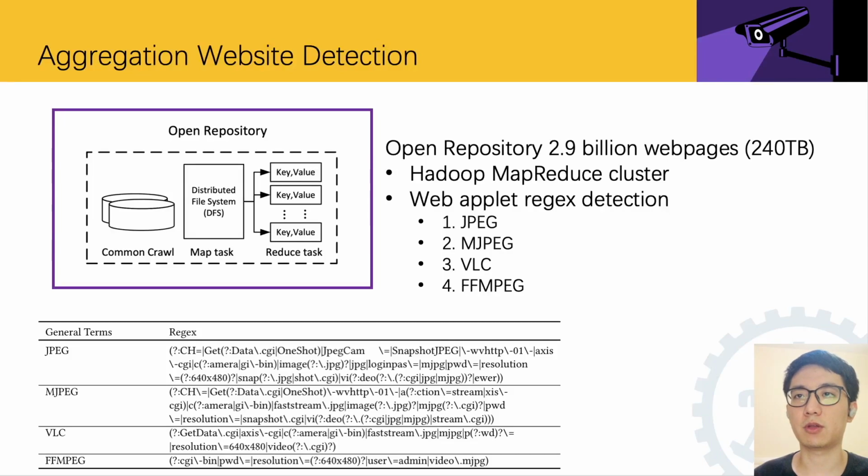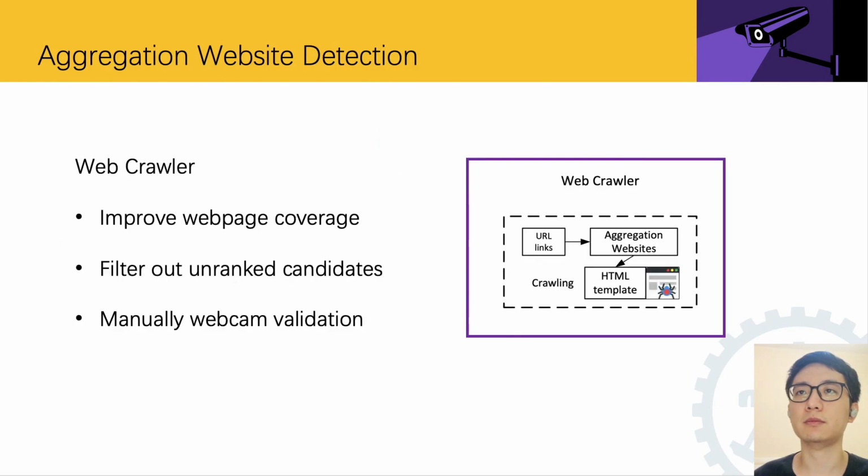More specifically, we deploy the MapReduce cluster on AWS Elastic MapReduce. We process 2.9 billion web pages from Common Crawl, to determine whether a web page exposes and distributes a live webcam. We fetch a list of candidate URL links of those web pages, and then discover the aggregation websites by extracting the domain names of those URL links.